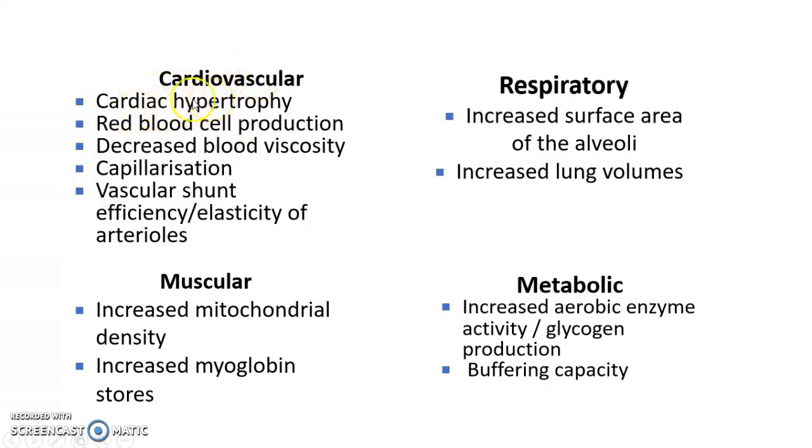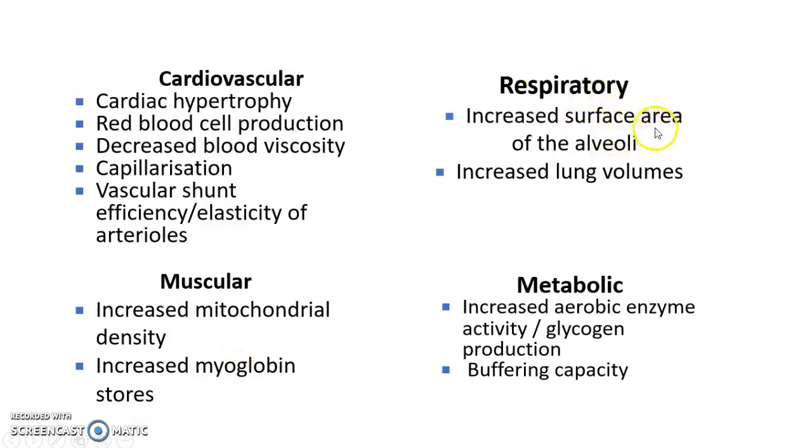So you've got cardiac hypertrophy, red blood cell production, blood; decreased blood viscosity, vascular; capillarization, vascular; blood capillaries, vascular; shunt, vascular. And then obviously you could link that to the elasticity of the arterioles or arteries during exercise. So they're the kind of things in there. Muscular, we use our 2 M's: mitochondrial density and myoglobin stores. There are others, but those are the ones we focused on.